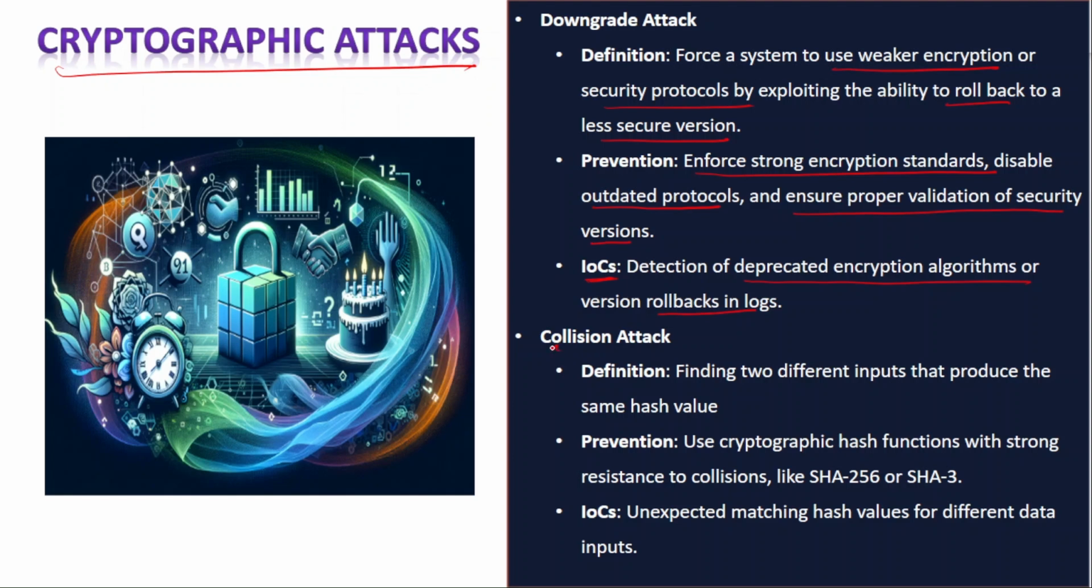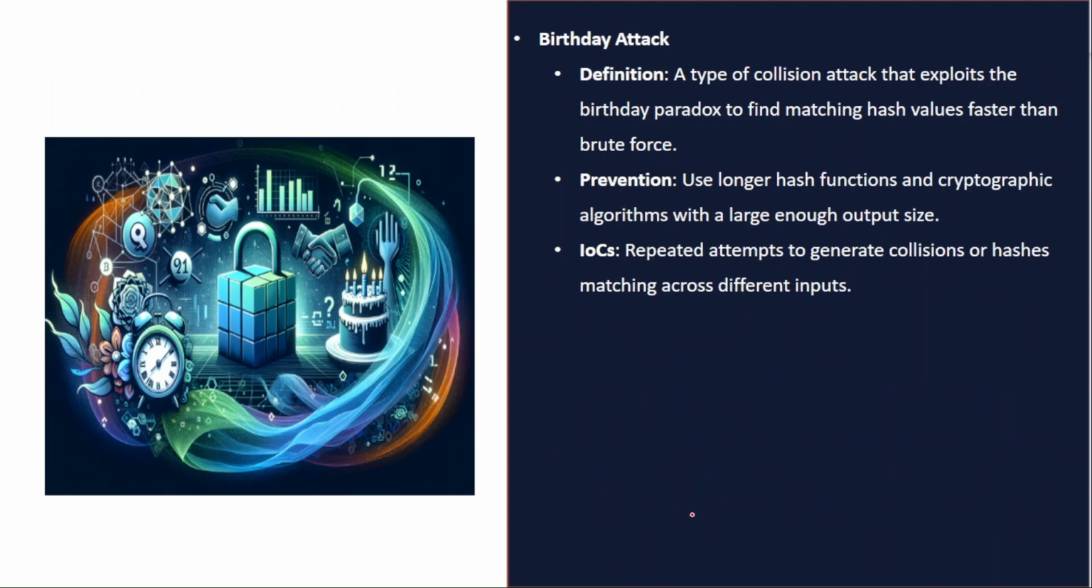Another cryptographic attack type is the collision attack, which is finding two different inputs that produce the same hash value. So this is against the hashing algorithm. Prevention includes using cryptographic hash functions with strong resistance to collision, such as SHA-256 or SHA-3. MD5, which is also a hashing function, is an old hashing algorithm and is susceptible to this collision attack, so it should not be used. Indicators of compromise include unexpected matching hash values for different data inputs.